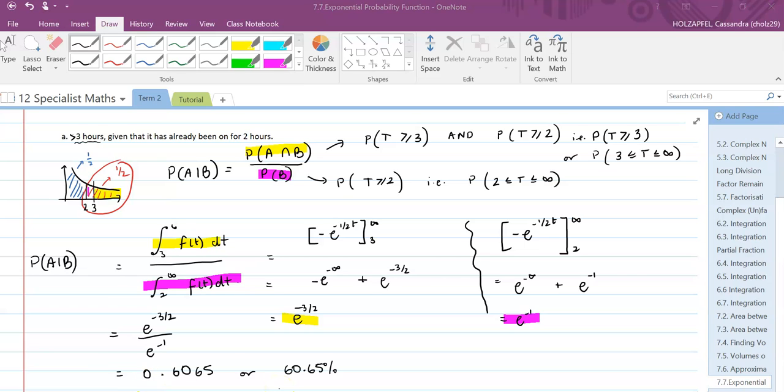So we have a 60% chance of it lasting longer than 3 hours, given that it's already lasted for 2 hours. I feel like my maths has gone off somewhere. I'm just not sure where. That value seems a little bit high to me. Anyway, that is how we use exponential PDF functions in order to find the probability that something's going to occur within a given time frame.